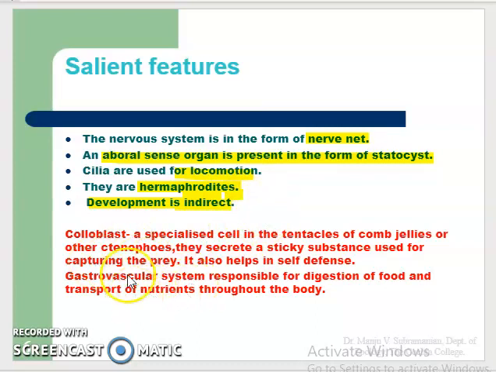And here the definition for the colloblasts is given. Those are specialized cells in the tentacles of the comb jellies or other ctenophores, and they secrete a sticky substance and are used for capturing the prey, and it also helps in self-defense. So the colloblasts are the specialized structures. We'll be discussing in detail with a picture in the coming slide in the video lecture. The gastrovascular system is responsible for the digestion of the food and transport of nutrients throughout the body.